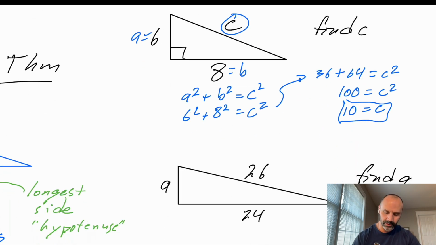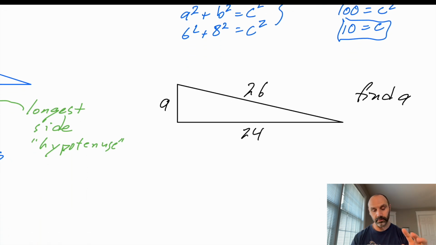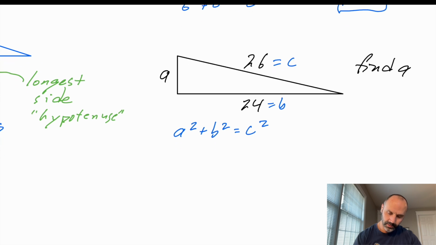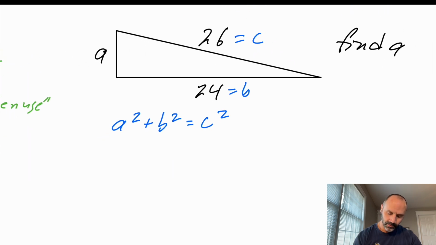Here's an example where we're looking for one of the legs in this case. So here we've got the hypotenuse. We have one of the legs, and we're looking for the other leg. So when we fill this in, this is b, and this would be c. Okay, and so this is a squared plus b squared equals c squared. And so we fill in a squared plus 24 squared equals 26 squared. Trying to get a squared by itself.